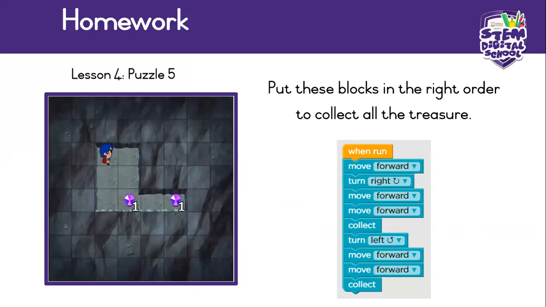Right, you guys had to do puzzle 5 for homework, and they asked us to put the blocks in the right order to collect all the treasure. Here is the answer for you if you want to have a look at it. If we quickly follow this code, we will see that Laurel needs to move forward, then turn right, move forward, collect the treasure, turn left, and then move forward and collect the treasure. So this is what your coding will look like to solve that puzzle.